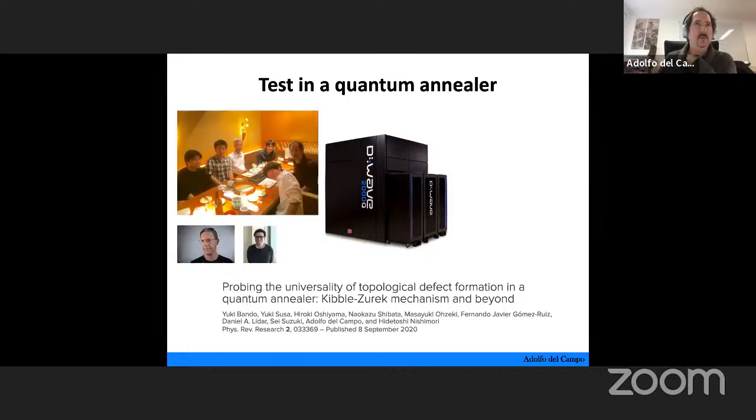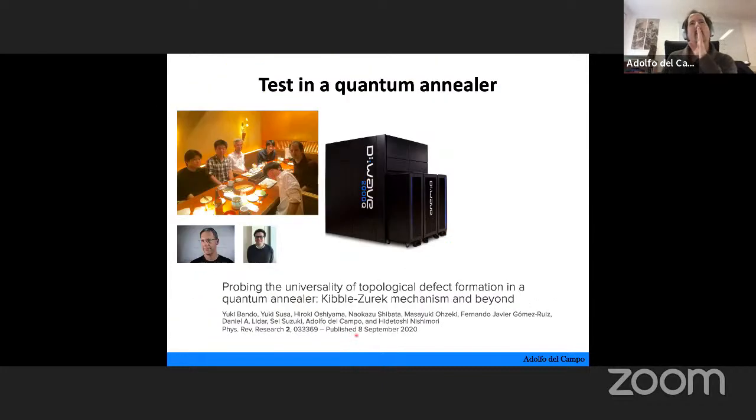So I just presented a bit the team. This is one of the visits I made to Tokyo Tech. So this is Hidetoshi Nishimori with Kazutaka Takahashi and his group. This is Fernando, the postdoc that just moved to Madrid, and Daniel Lieder. And there are many other collaborators. I couldn't get the picture from all of them.